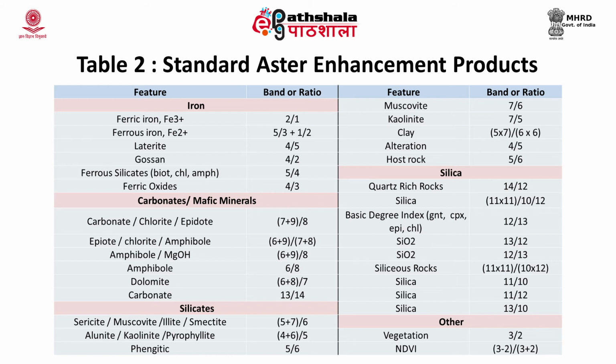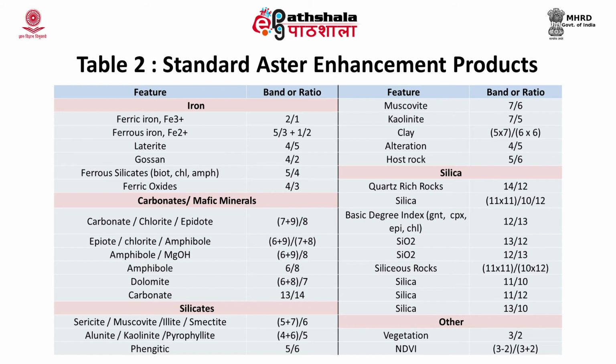And if you have epidote, chlorite and amphibole, you can combine 6 plus 9 divided by 7 and 8. Similarly, you can see for amphibole with MgOH functional group, if you have dolomite, you have carbonates. So, different band ratios you can use. That again depends upon our requirement, we can go for different band ratios and we can get information about the presence of these minerals.